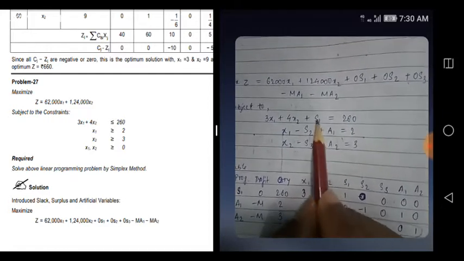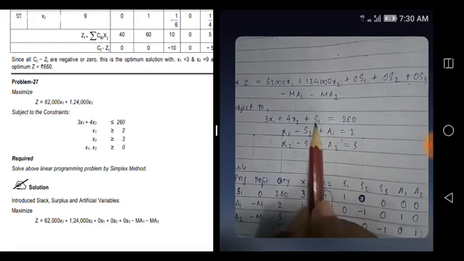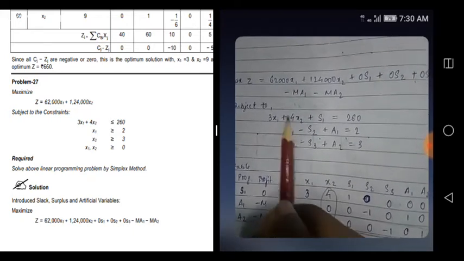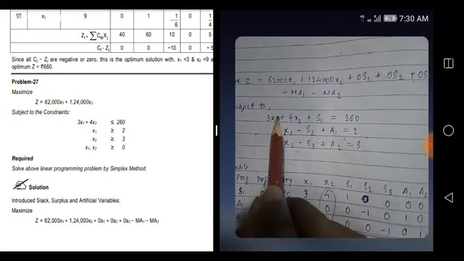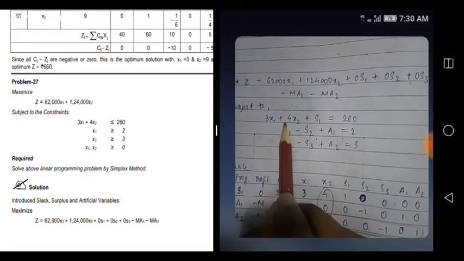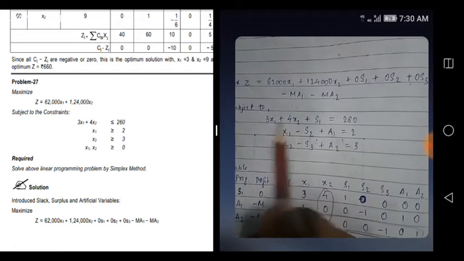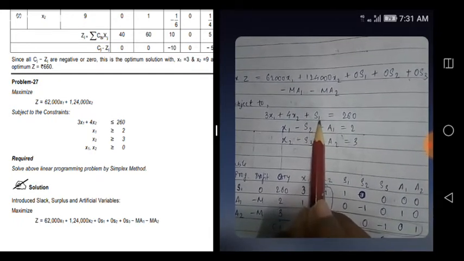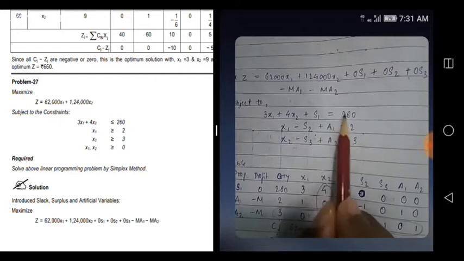s1 is like a slack variable. Slack means some idle resources. For example, I am having 10 kg. Suppose here I have used 3 kg, and suppose here I have used 4 kg. So how much have I used? 7 kg I have used, and 3 kg I am keeping idle. Then it will equal 260.